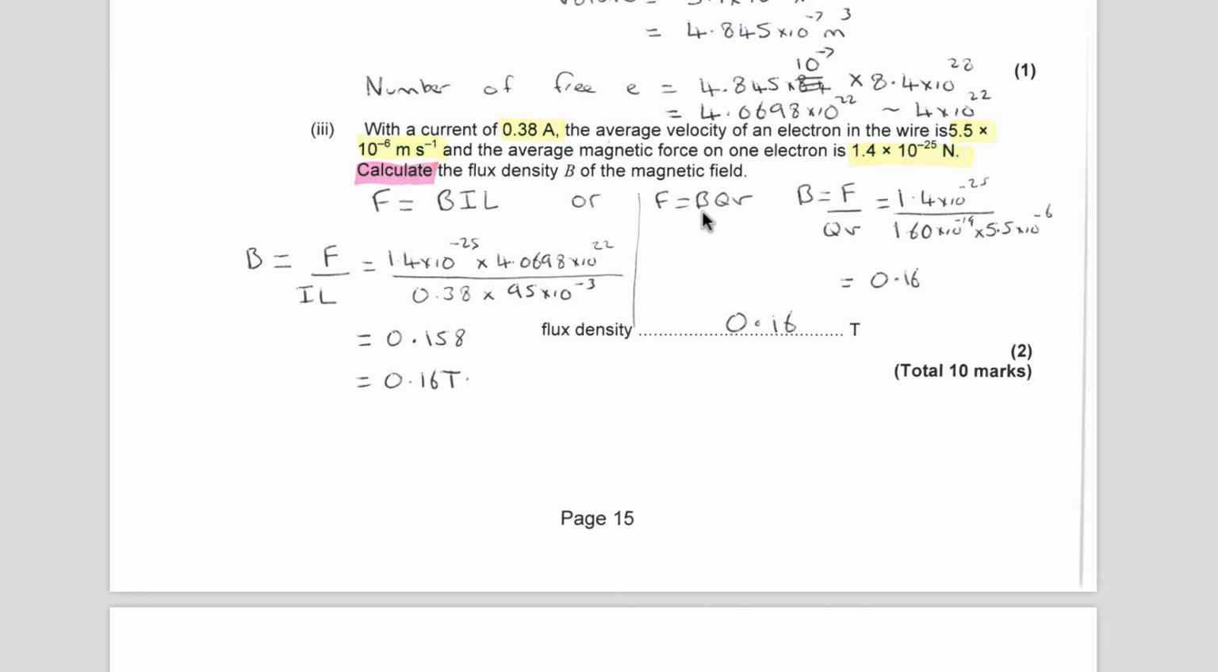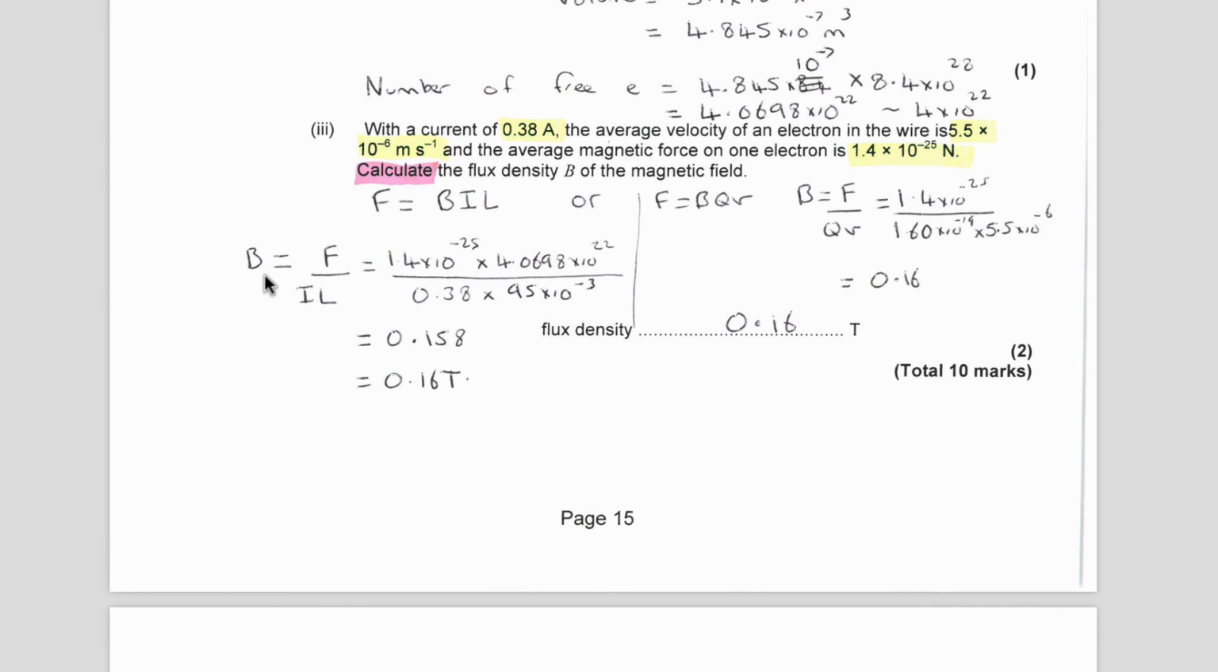So the force is the magnetic flux density multiplied by the charge and the velocity. So if we rearrange that, the magnetic flux density is the force over the charge and the velocity. Now the force is this number here that we're told, so that's the force on one electron. This is the charge of one electron, and this is how fast the electron's moving, and if we do that, we end up with 0.16. So our flux density is 0.16 Tesla.